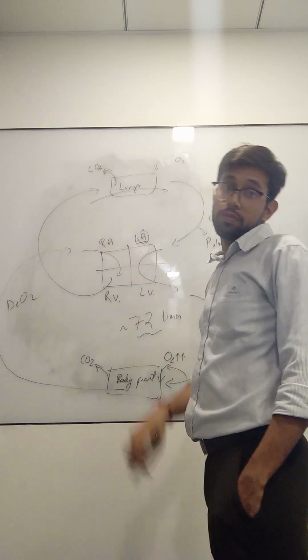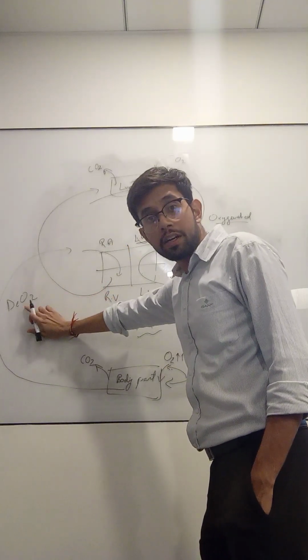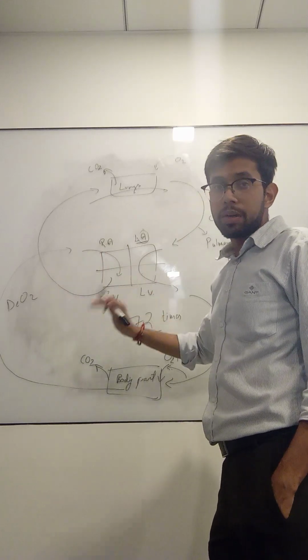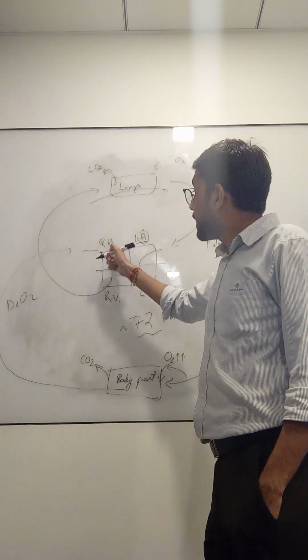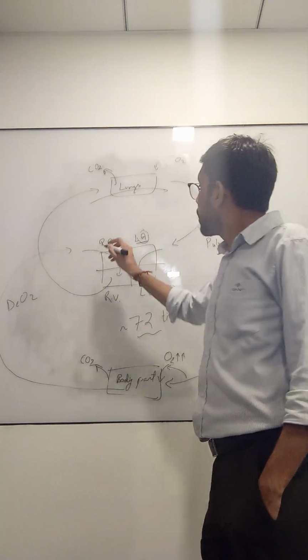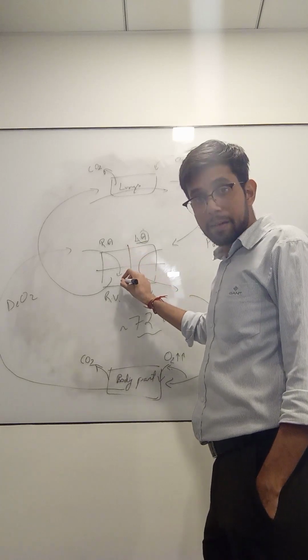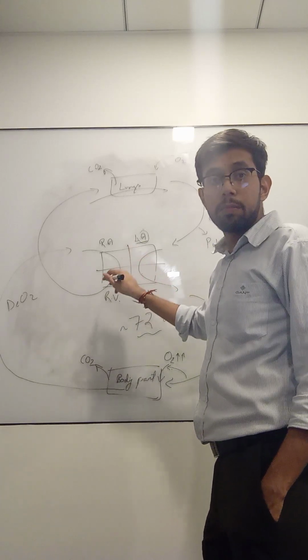And which chamber of the heart? Now the question is, which chamber of the heart? Since this is deoxygenated blood, it would be the right chamber. And I told you that atrium is the chamber which accepts. A for atrium, A for accepts. So it will accept the blood here, and will pass it on to the right ventricle, and from the ventricle the blood will leave.